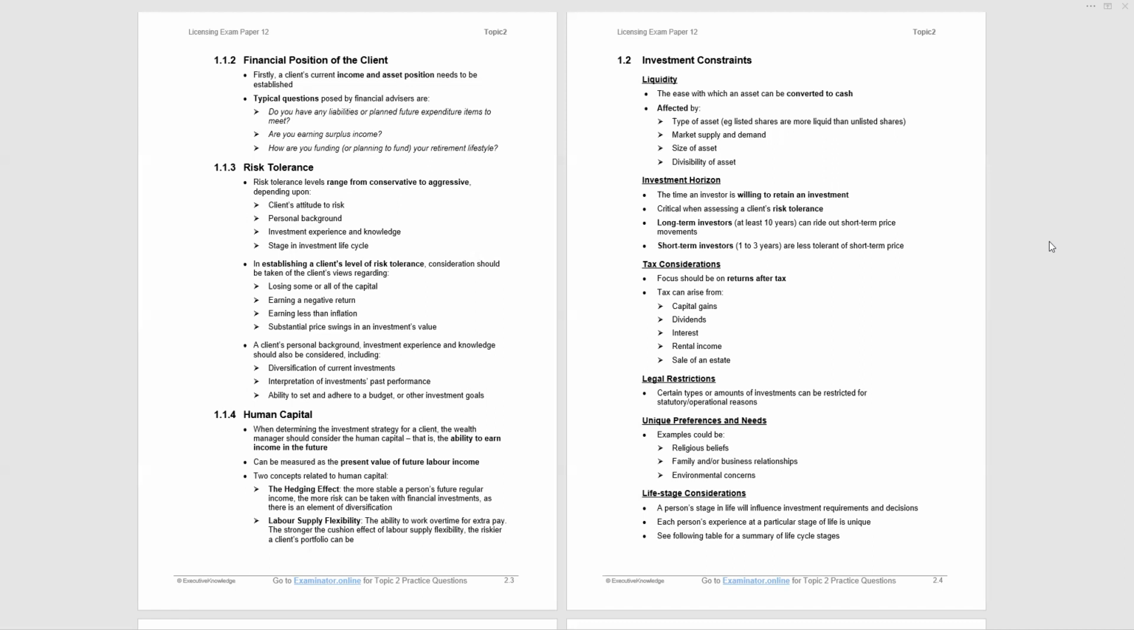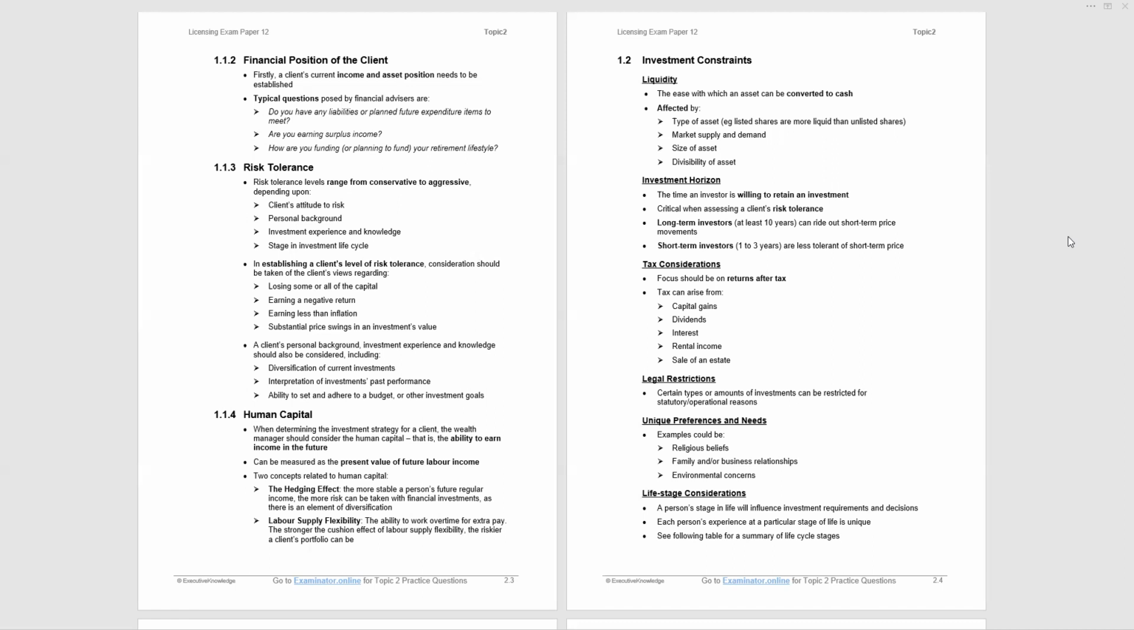Labor supply flexibility, the ability to work overtime, for example, for extra pay. And that allows the client's portfolio to be a little bit riskier because if they lose money, well, they can put in for some overtime. So two concepts behind the idea of human capital, the ability to earn income in the future.